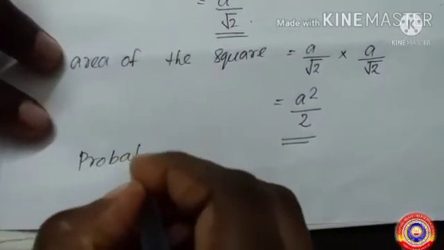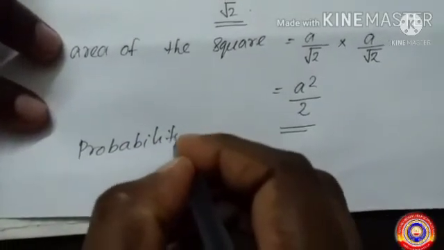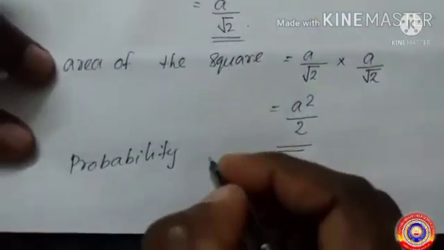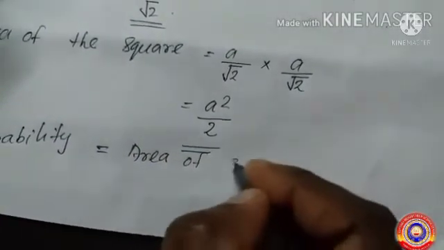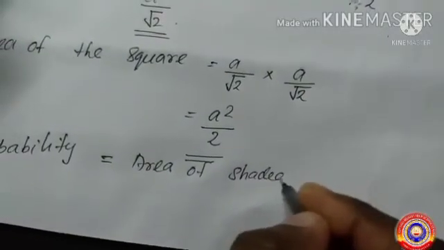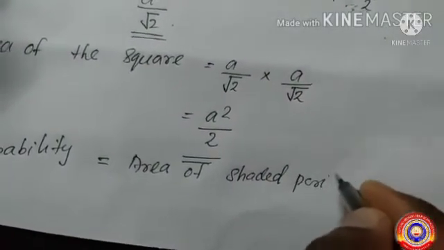Next, probability. Geometrical probability. For finding geometrical probability, what is the formula? Yes, area of shaded portion divided by total area.